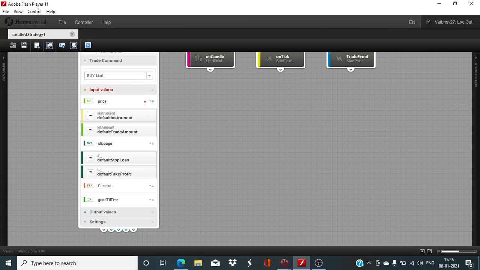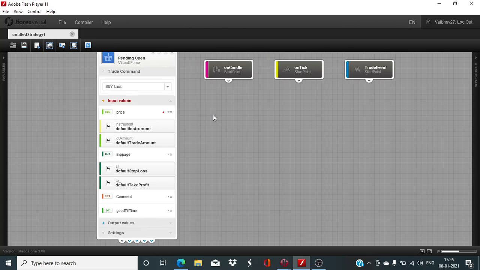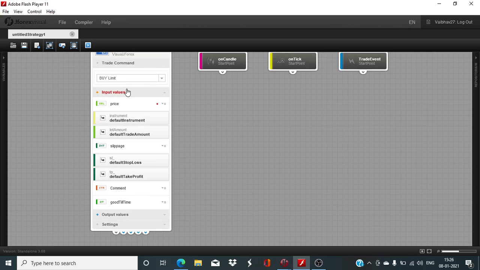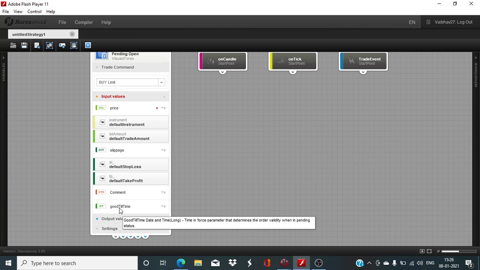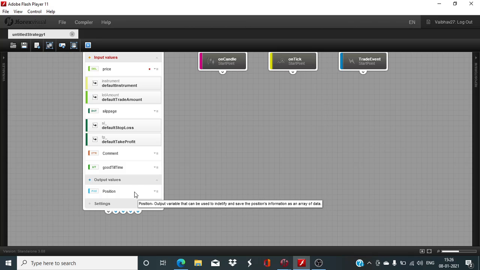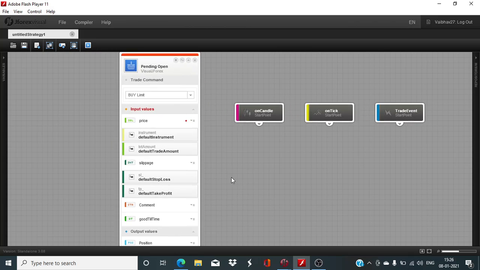So we had seen in the prior session the open at market. Now the difference between the open at market and pending open is on account of these two. We have to define the price at which the order needs to execute later on, and the validity of the order which we have to define using this variable. Then we get the output value which is same as the open at market block.